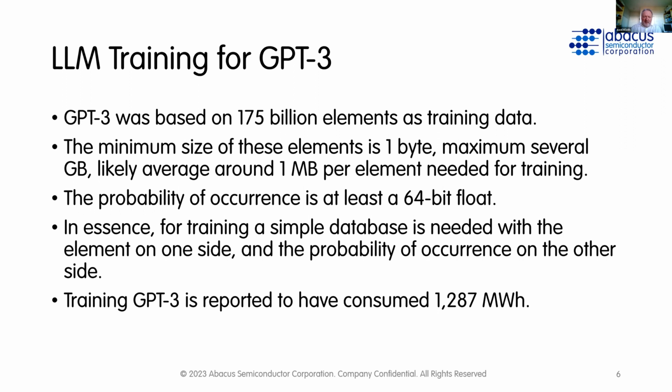And now the probability of an occurrence, that's at least a 64-bit float. So you could theoretically make up a table saying this word or letter or paragraph is the element that is used to index, and then the probability of the occurrence gives you the likelihood that you would find this particular element, being a sentence or a paragraph, in all of the books that GPT-3 has scanned. And so this is going to be a very large database, if you want to characterize it as a database.